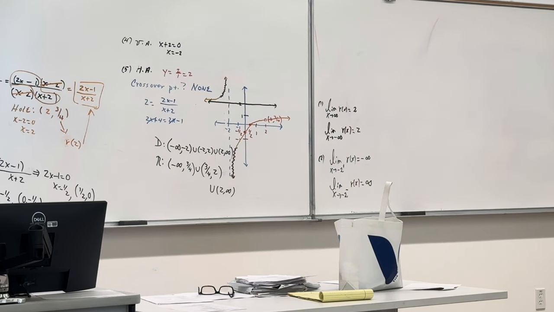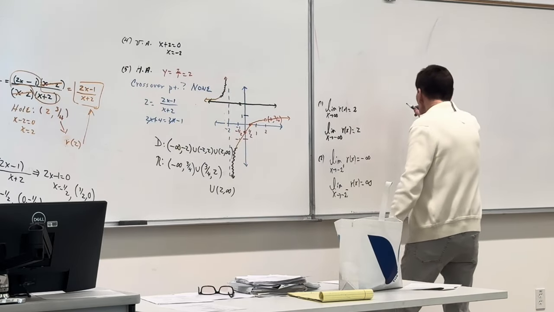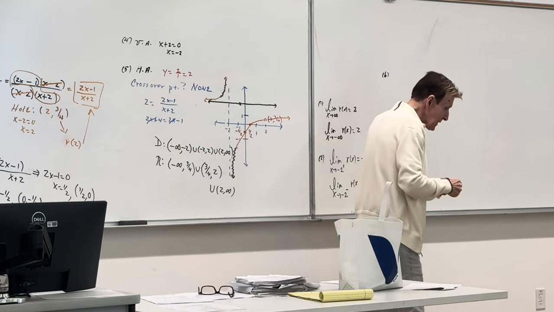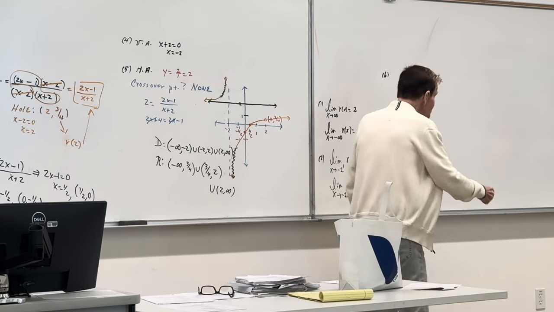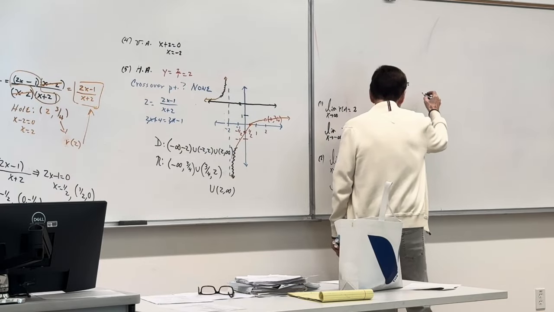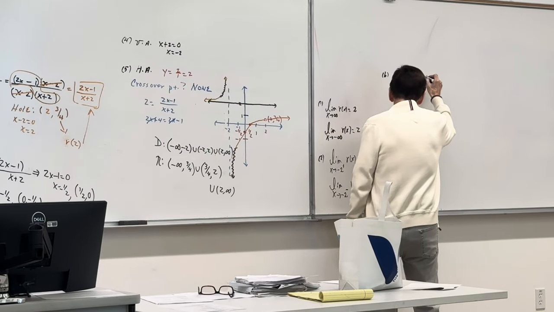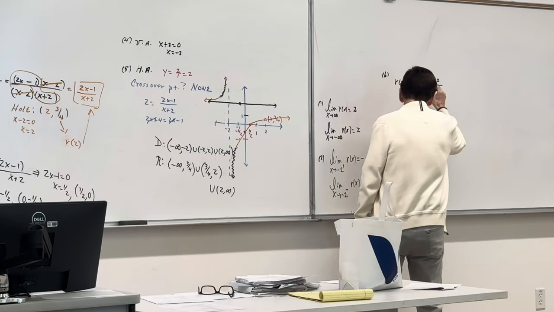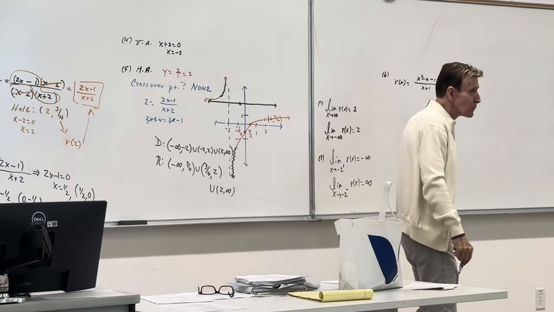Okay, the graph's done. I got one more to do, and please watch carefully on the next one. It says sketch of part B. Here goes. Jonathan, tell us what it is. Last one, r of x equals x squared minus x minus 12 over x plus 1.